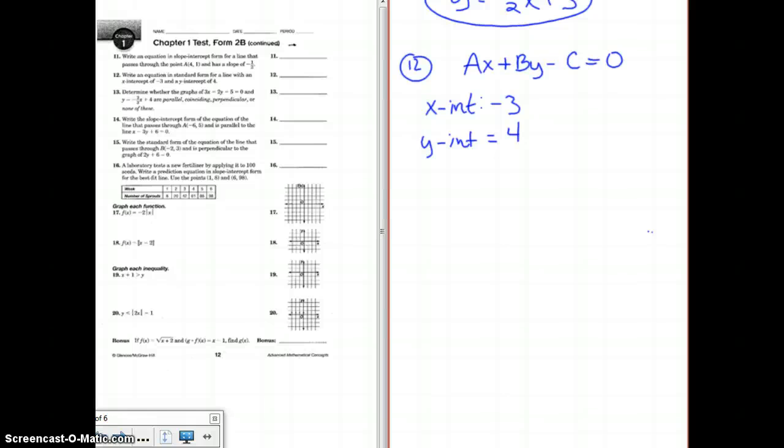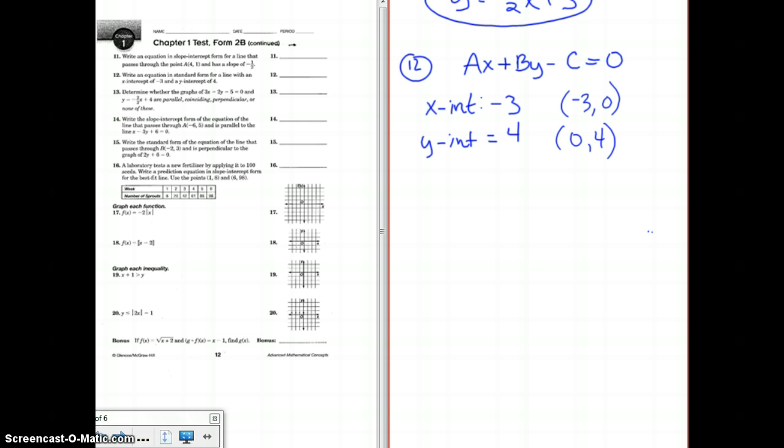Okay, we're going to start back off at number 12 there. I got cut off a little bit. We want to get our equation in the form ax plus by minus c equals 0. We have an x-intercept of -3 and a y-intercept of 4, which gives me an ordered pair of (-3, 0), and a y-intercept of (0, 4).